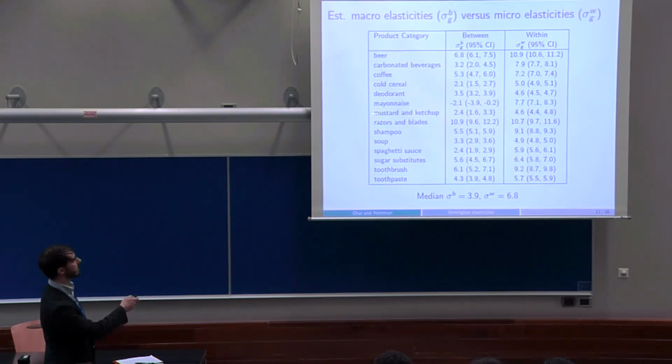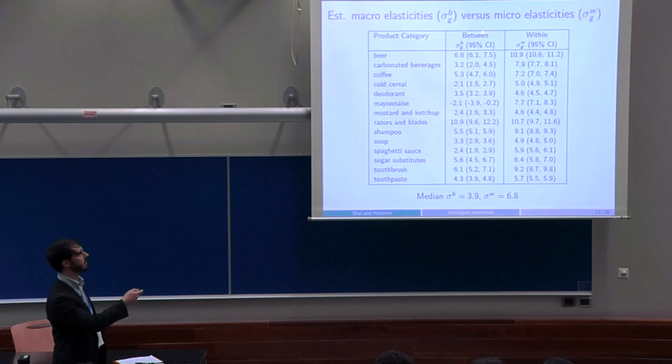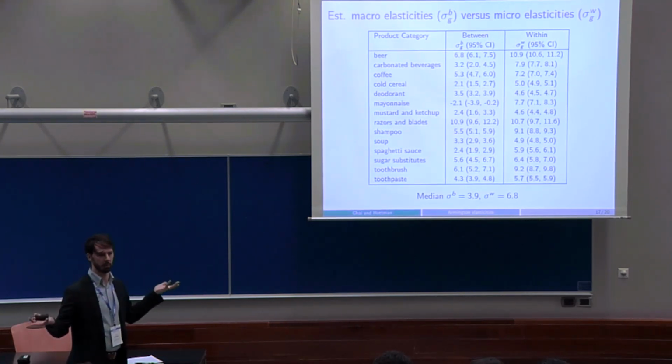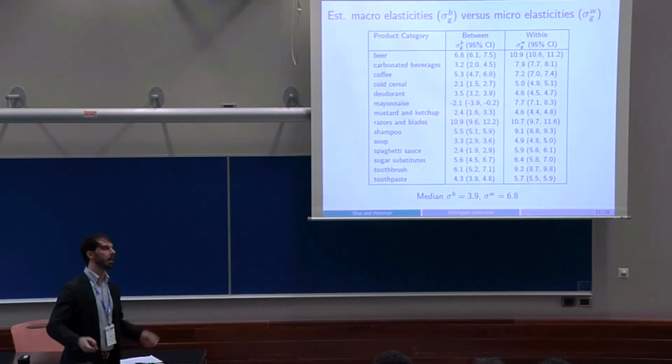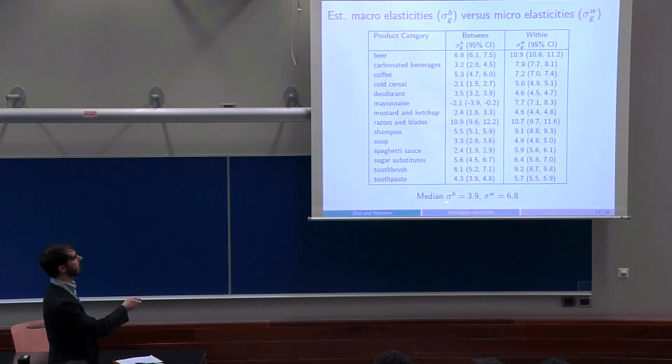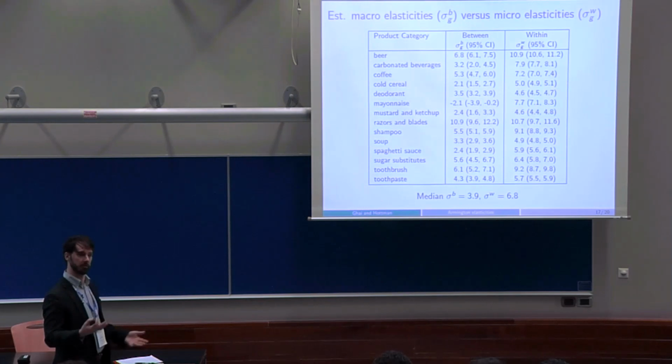So with the exception of the between elasticity for Mayo, the signs of these sigmas are exactly what you'd hope to find. Demand slopes down, and in general, the between elasticity has a median value across categories of about 4, and the within is much higher at about 7.